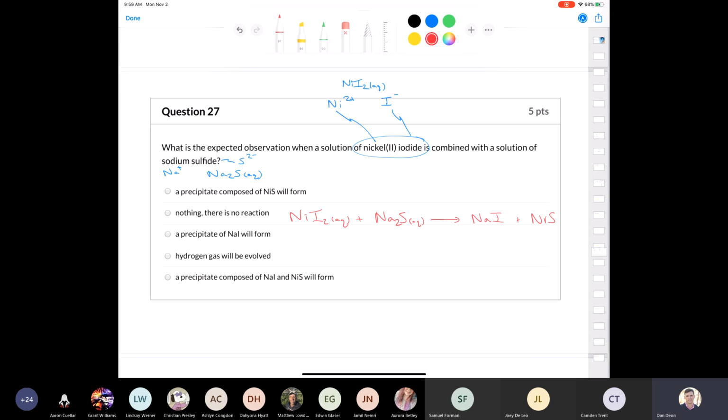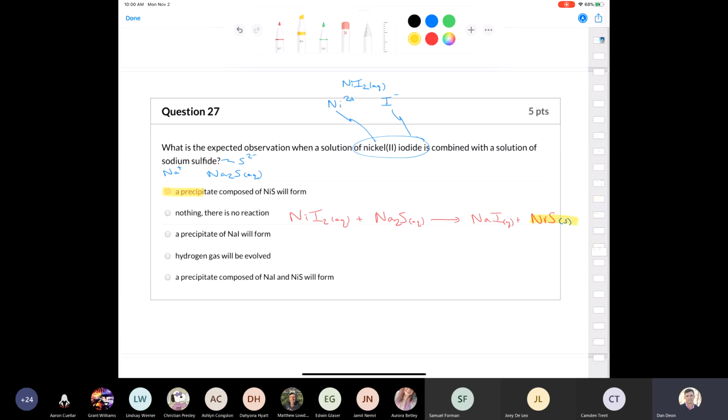Now, to determine whether there's going to be a reaction or not, you have to go to the solubility table. I asked you to memorize the first two rules, but if you look at the rules for sulfides, it's rule number 6. It says many sulfides are insoluble. And then it gives you the exceptions. Nickel is not one of the exceptions. And so this is going to be a solid. And so you end up with a precipitate in this reaction, and the precipitate is nickel 2 sulfide.